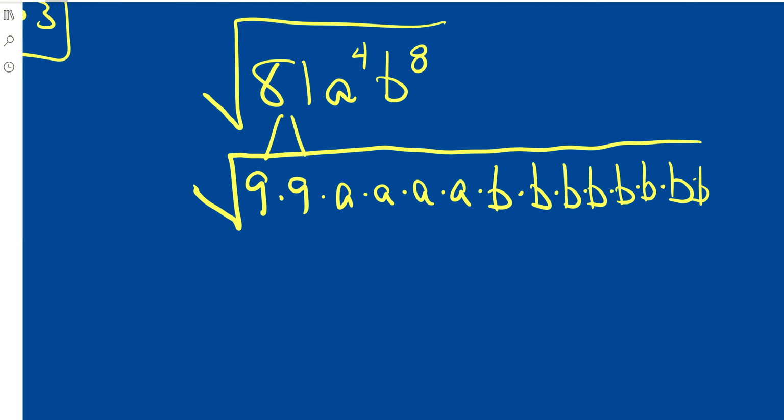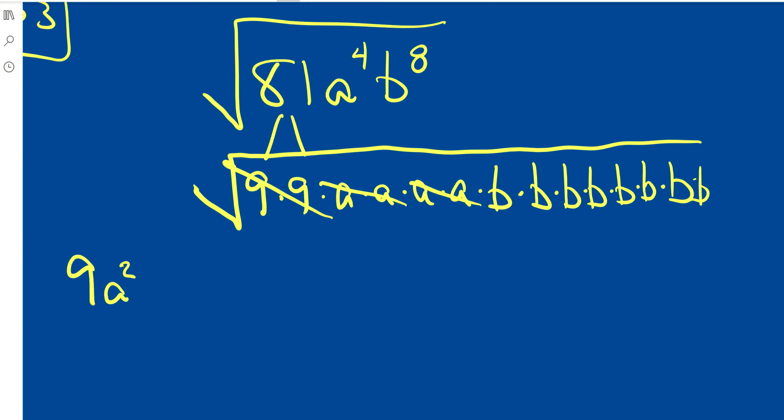So now my index is 2. Remember, it's not written when we have the square root. So that means for every 2 of the same number, I'm going to pull 1 out, or variable in this case. 2 9s, I'm going to take 1 out. I've got 2 A's here, I'm going to take 1 out. 2 more A's here, I'm going to take 1 out. I'm going to square that too.